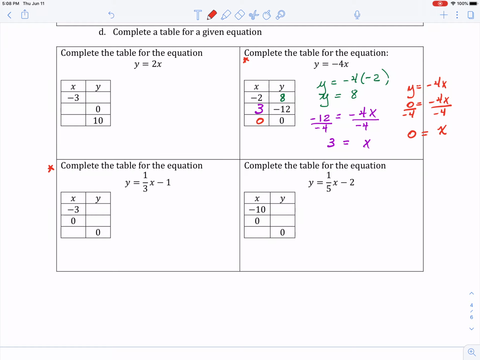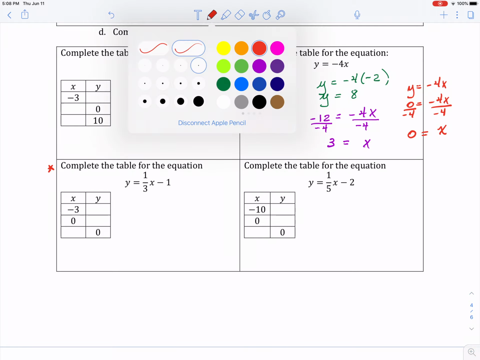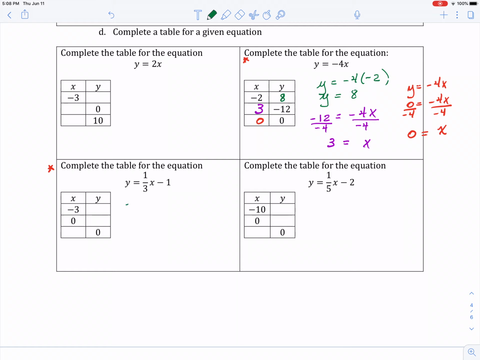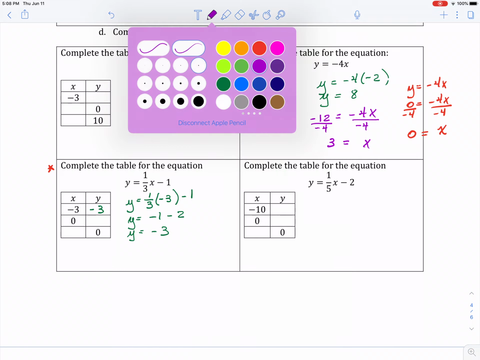I wanted to do one more that's got a fraction in it. And they have given me a value of negative 3 for x. Of course, you can use your calculator to help you multiply 1/3 times negative 3. And it looks like when x is negative 3, y is also negative 3. That happens sometimes. It's not unusual.